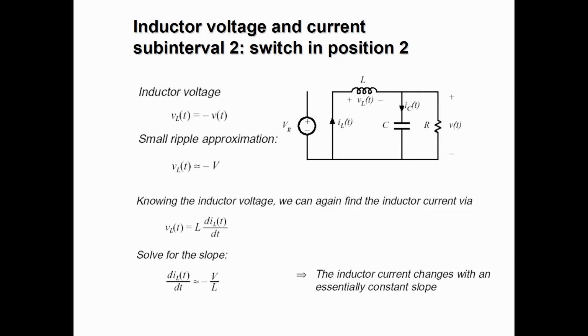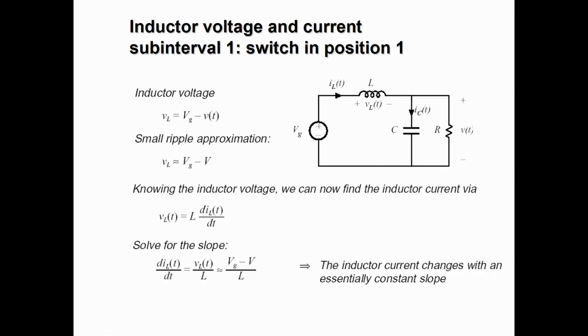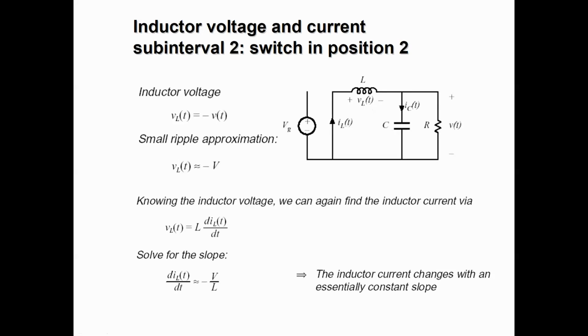Now we already know that VL is equal to L times diL/dt. So put this equation in this equation. We will get L diL/dt approximately equal to minus V, or diL/dt approximately equal to minus V divided by L. So the inductor current changes with an essentially constant slope. This shows the current change in the inductor when the switch is connected at position 2. This was the equation for position 1, and this was the current change in the inductor when the switch is connected at position 2.